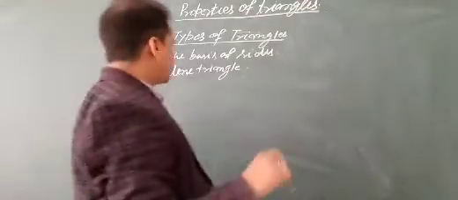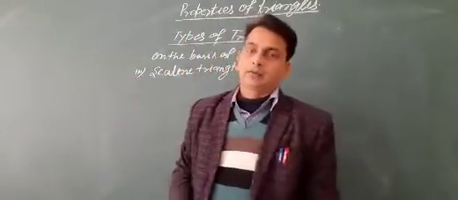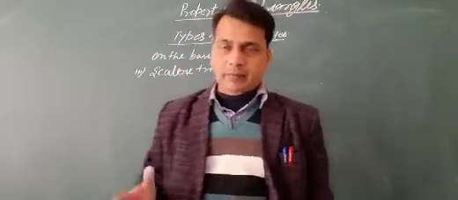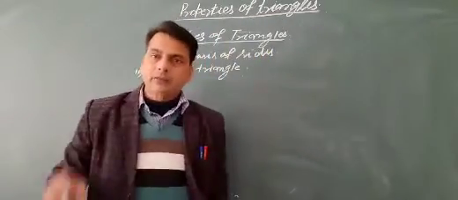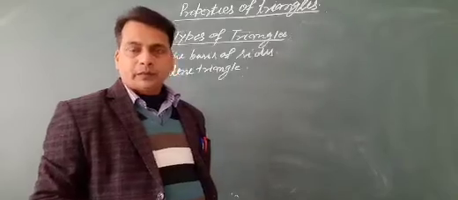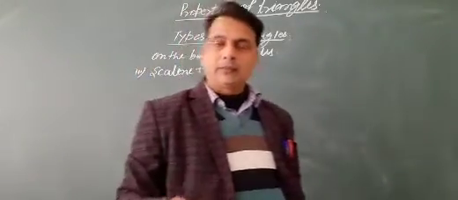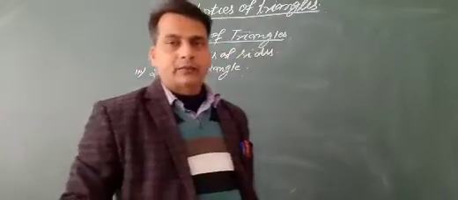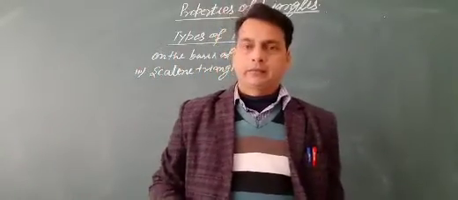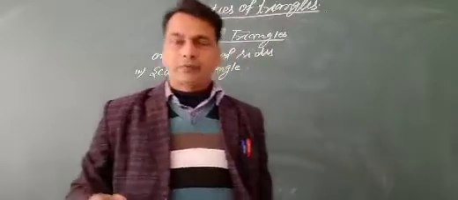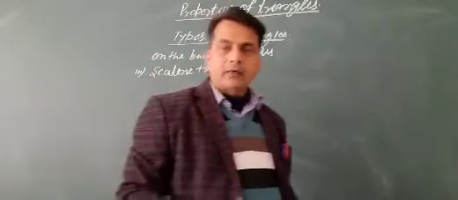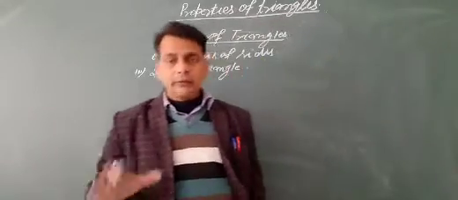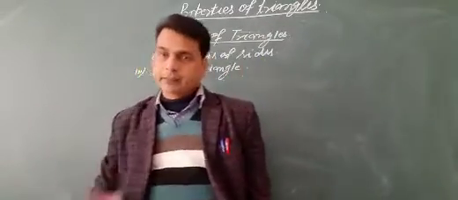So here the third type of the triangle, which is the scalene triangle. As you know, a scalene triangle refers to a triangle in which the lengths of all sides are unequal or different, and the magnitude of each angle is different. So this type of triangle is known as the scalene triangle.